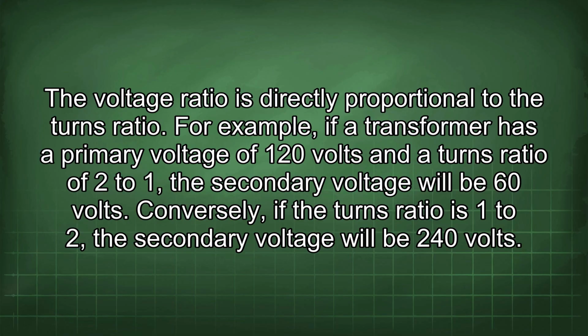For example, if a transformer has a primary voltage of 120 volts and a turns ratio of 2:1, the secondary voltage will be 60 volts. Conversely, if the turns ratio is 1:2, the secondary voltage will be 240 volts.